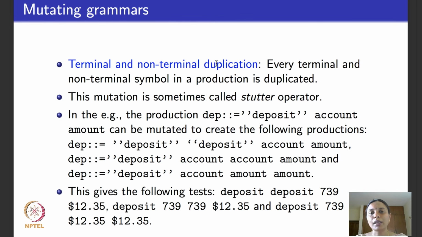Because I duplicate, the term for duplication in computer science theory is called stuttering. So this duplication operator is also called a stutter operator. For example, if I consider the same thing, deposit, which says deposit into an account an amount, it can be mutated by replicating the word deposit twice, by replicating the non-terminal account twice, by replicating the non-terminal amount twice. In the first 2 cases, it will create invalid test cases, because the program cannot handle 2 keyword deposits.